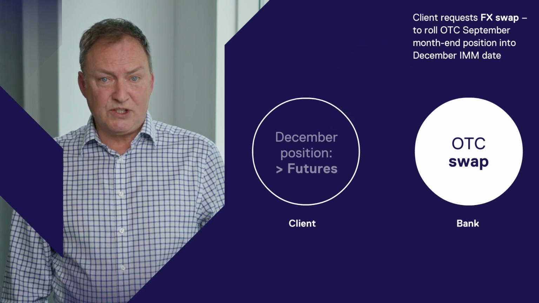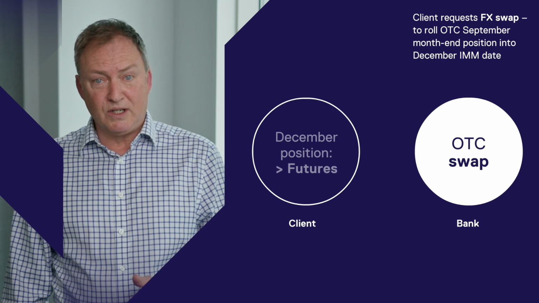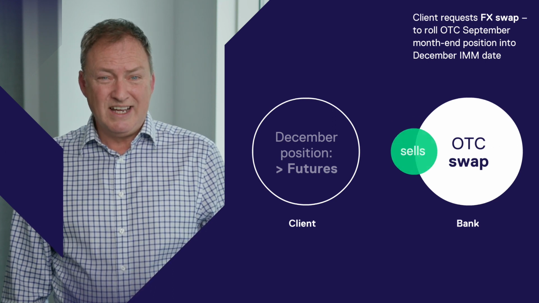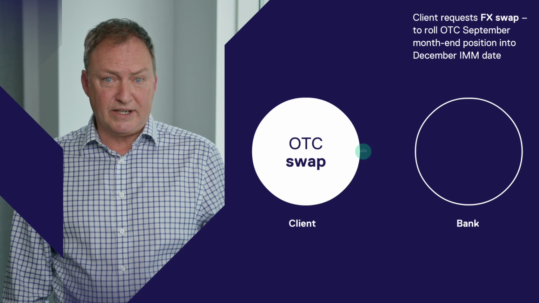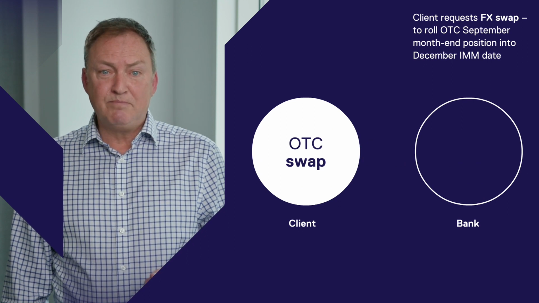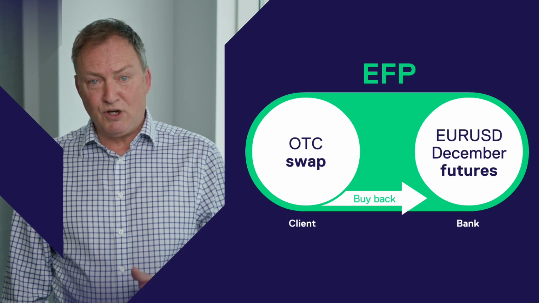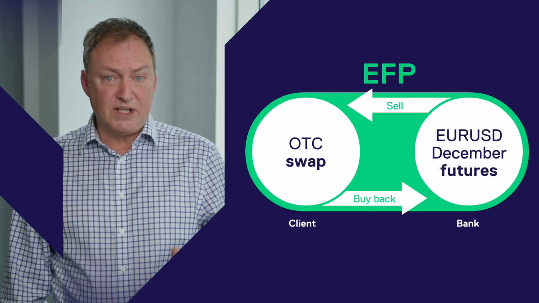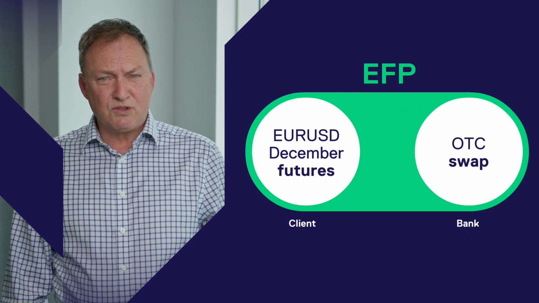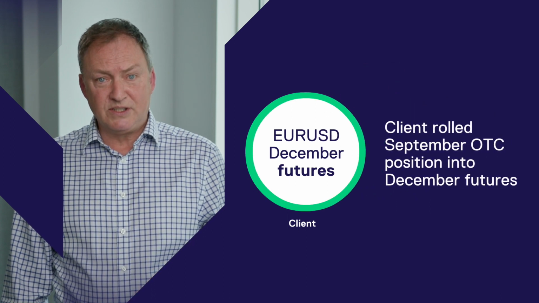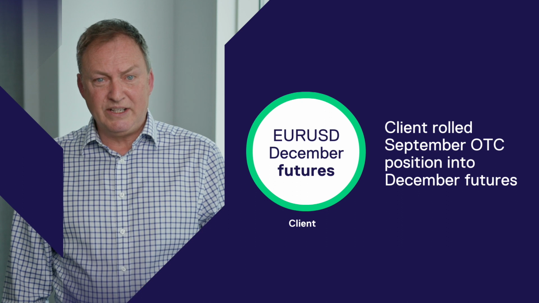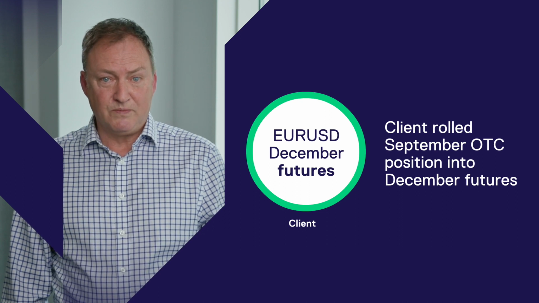Then the winning bank in that situation will receive and process and price the client swap using normal processes, executing the OTC swap into a client account. Then as a distinct clearing bolt-on, the bank books an EFP to buy back the OTC December leg into their own book and simultaneously sell December futures to the client. So the client has rolled their September OTC position into December futures using a cleared by EFP FX swap liquidity pool.